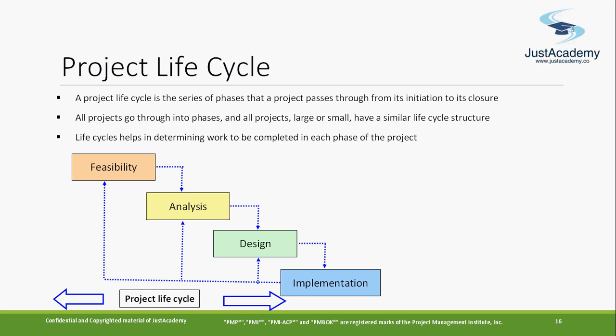So any small or big project follows this process: initiation, planning, execution, monitoring and controlling, and closing. That is how things look. This is called your project life cycle, where you see that it goes through these phases.